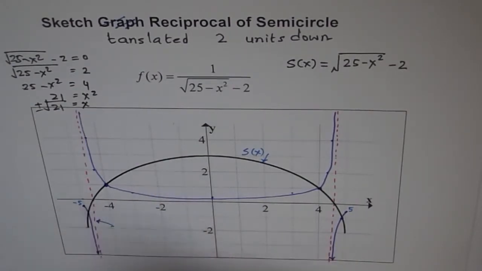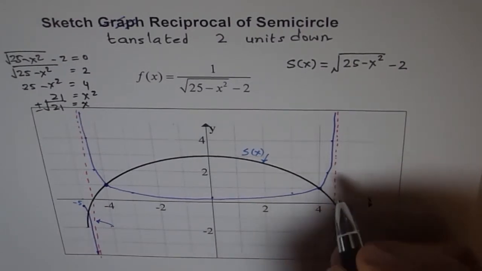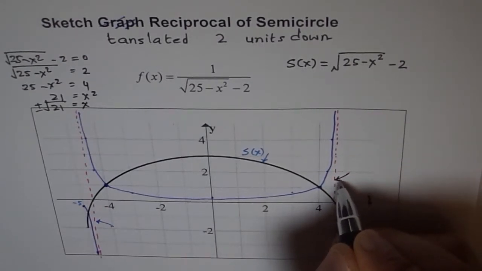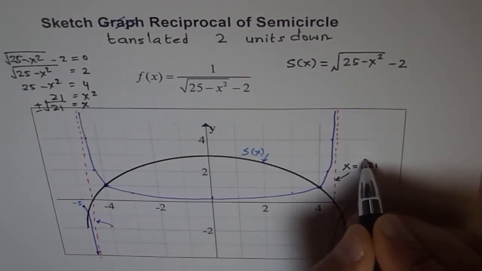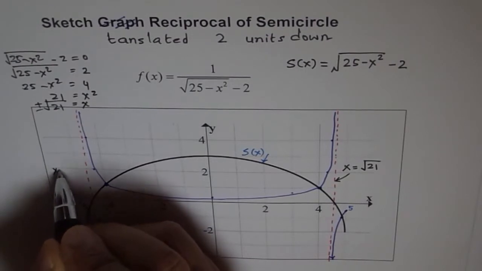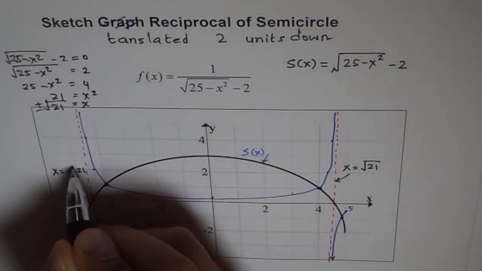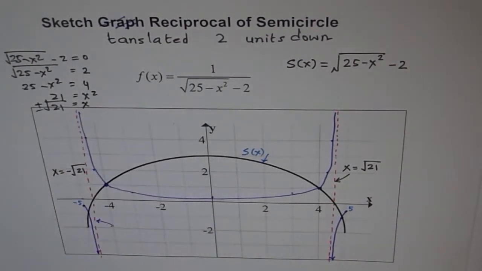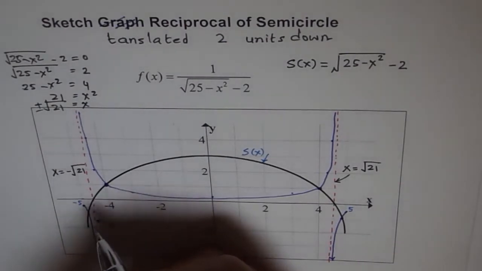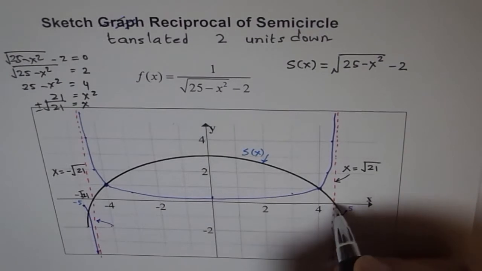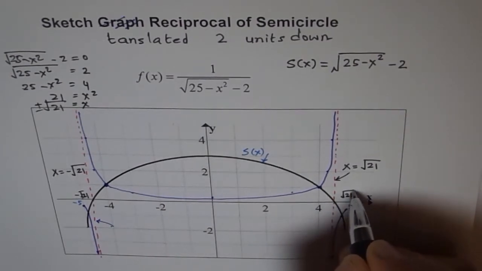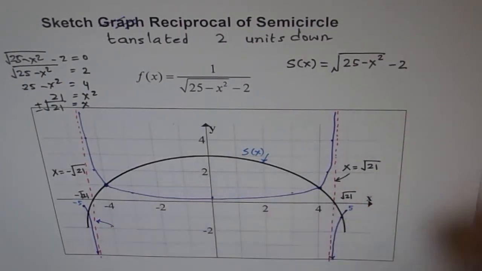We can write the equation of the vertical asymptote. So the vertical asymptote becomes x is equal to the square root of 21, and here x is equal to minus the square root of 21. Is that okay? So that is our vertical asymptote, and this point is minus the square root of 21, this point of course is plus the square root of 21, correct? So that completes our problem.